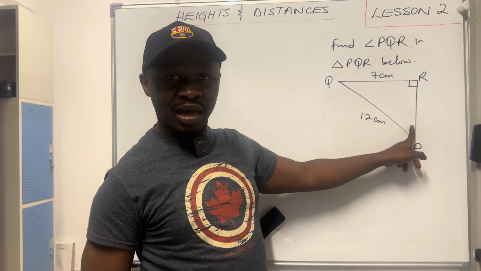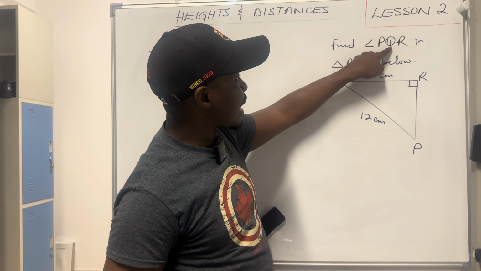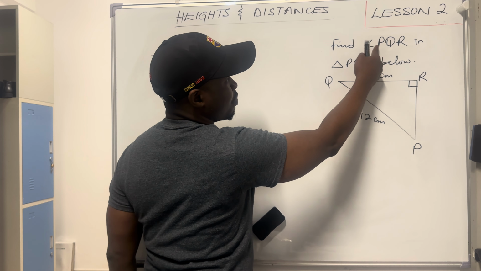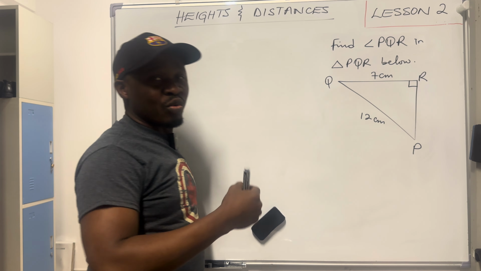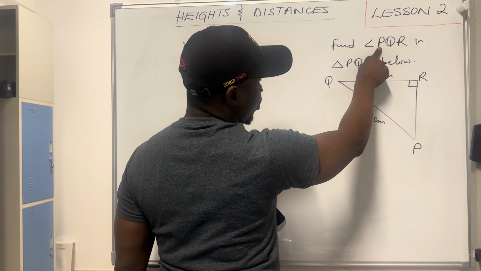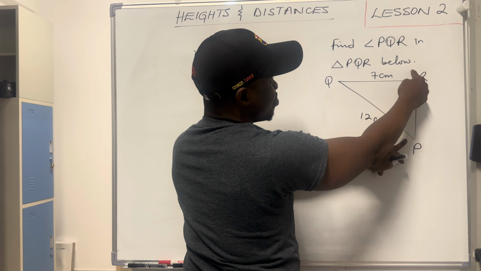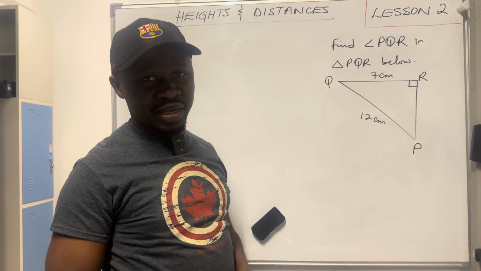Is it this angle we are referring to? No. Is it this one? No, because the angle lies at Q. Lines coming from P and R meet at Q to form the angle in question. The line coming from P, look at P. The line coming from R, look at R, meet at Q. So this is the angle we want to find.